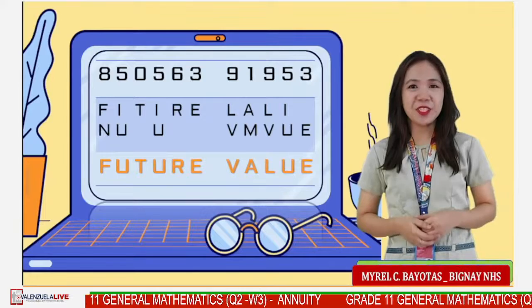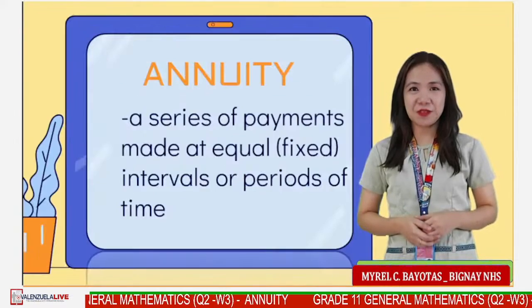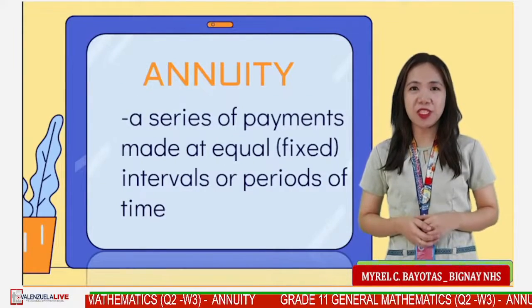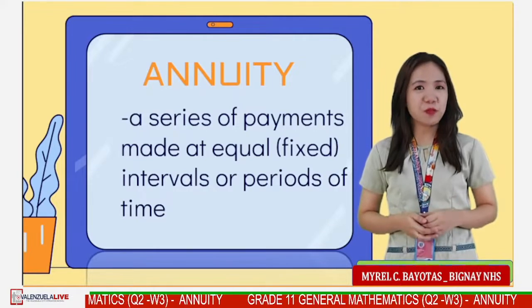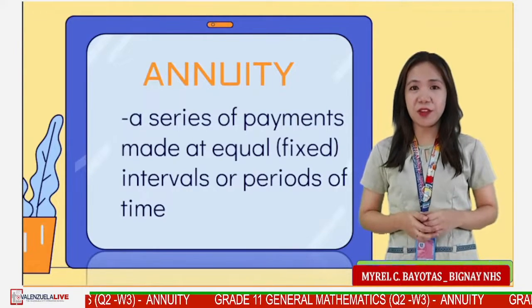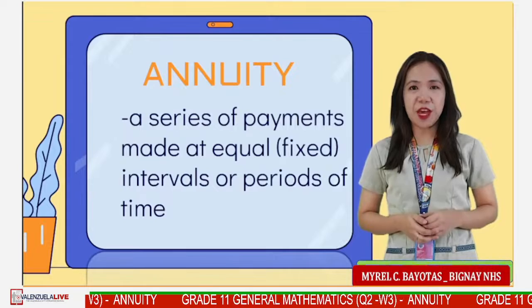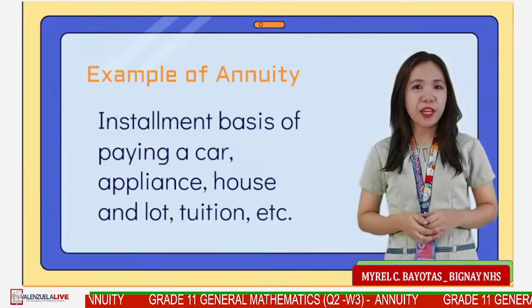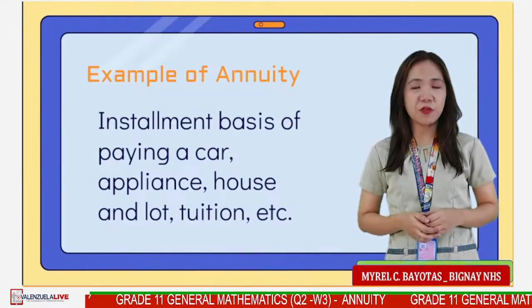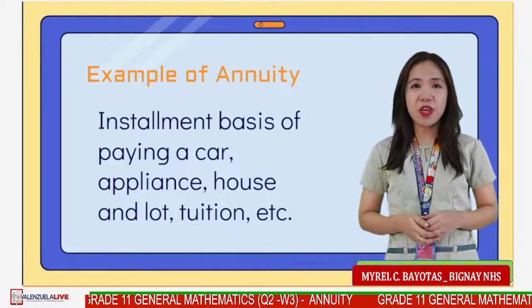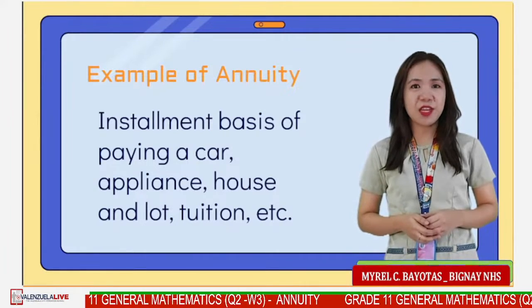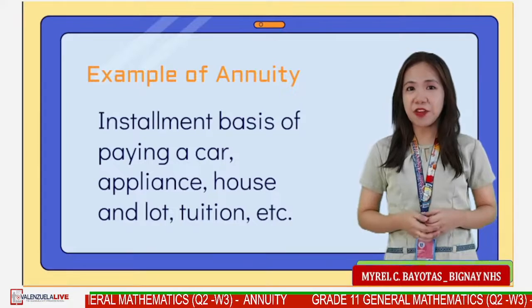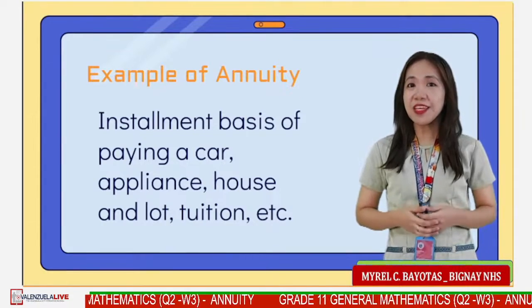At this point, let us define important terms in this lesson. Let's have first annuity. Annuity is a series of payments made at equal or fixed intervals or periods of time. Example of annuity is installment basis of paying a car, appliance, house and lot, tuition, etc. Can you think of other examples? You may type it in the comment section.